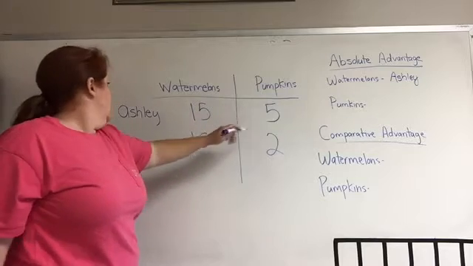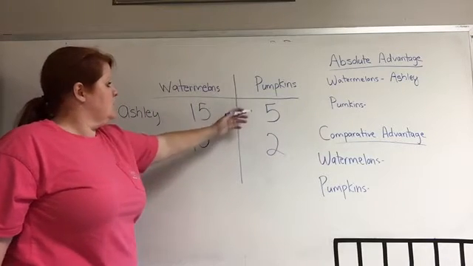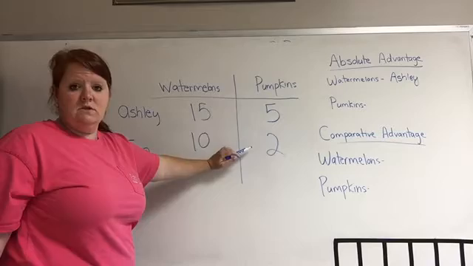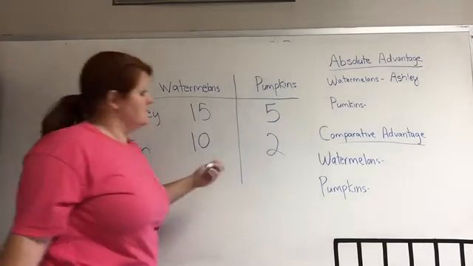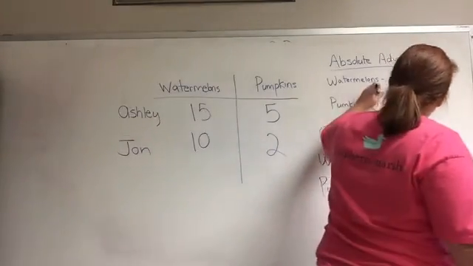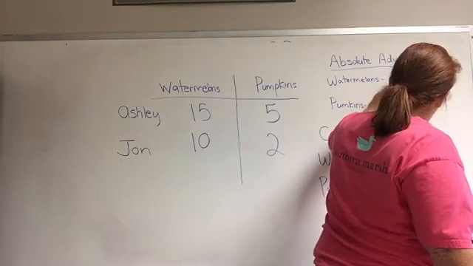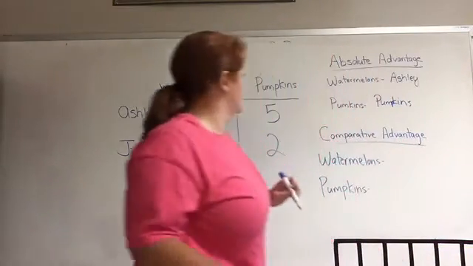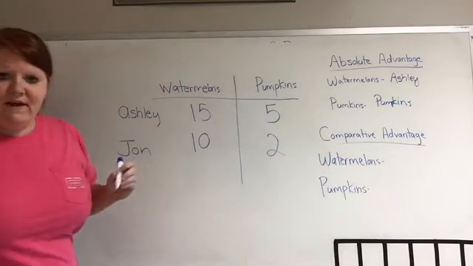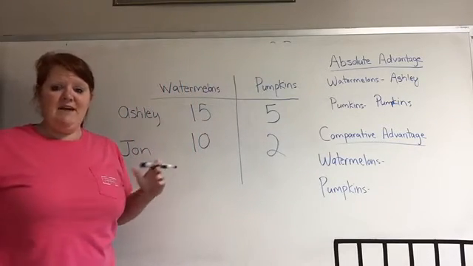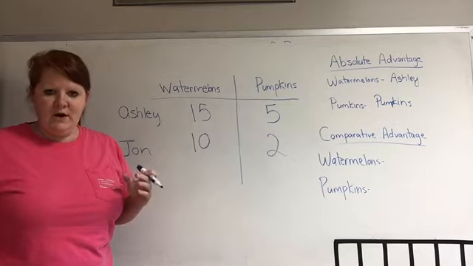Whatever, you got it. And then Ashley produces 5 pumpkins and John produces 2. So Ashley produces more pumpkins as well. So Ashley has absolute advantage in both goods. Now comparative advantage is a little bit different. We need to see if Ashley and John would be good trading partners.